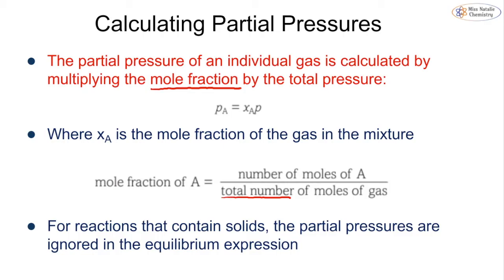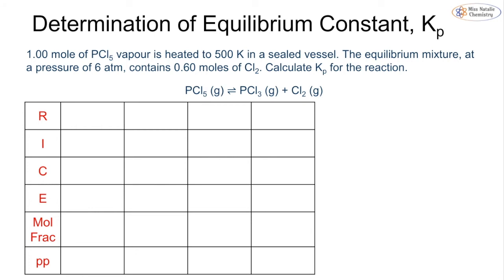So of course we want to put this into practice because that's the best way that we learn. We have got this particular reaction. We have 1 mole of PCl5 vapour being heated to 500 Kelvin in a sealed vessel, and the equilibrium mixture at a pressure of 6 atmospheres contains 0.6 moles of Cl2. And we want to calculate Kp. So we're going to put in our PCl5, our PCl3, and our Cl2, all of them in a 1-to-1 ratio.